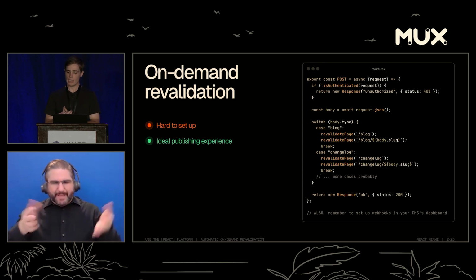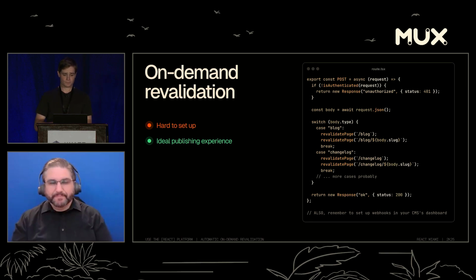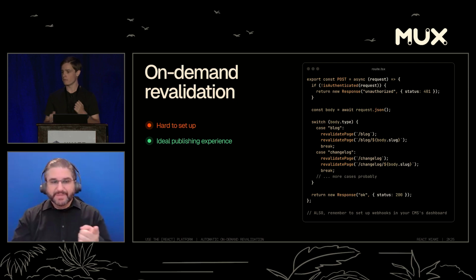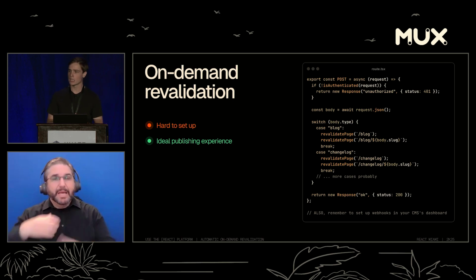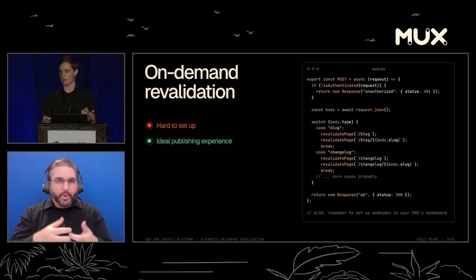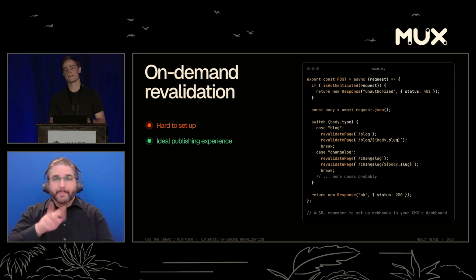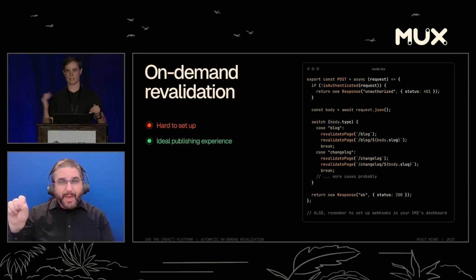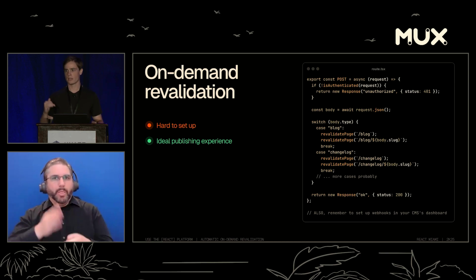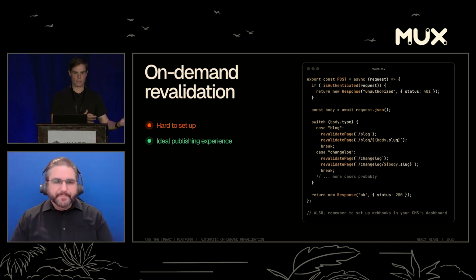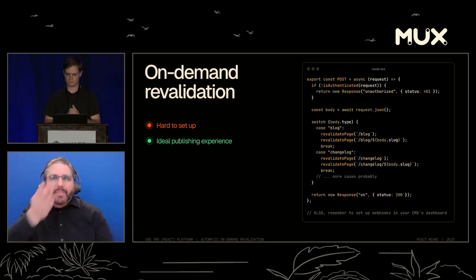On-demand revalidation, however, is harder to set up. It involves setting up a route handler, authenticating incoming traffic, setting up a webhook on your CMS, saying, I need you to call this endpoint when this and this changed, when this and this other thing changed. Put in a secret there so authentication can happen.